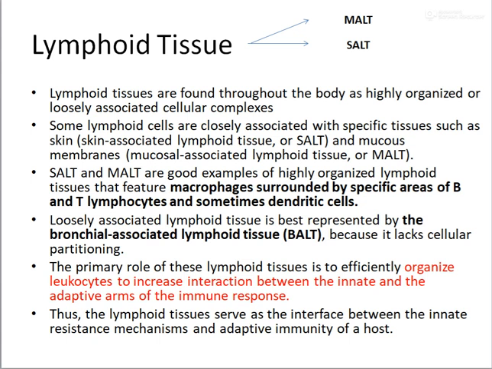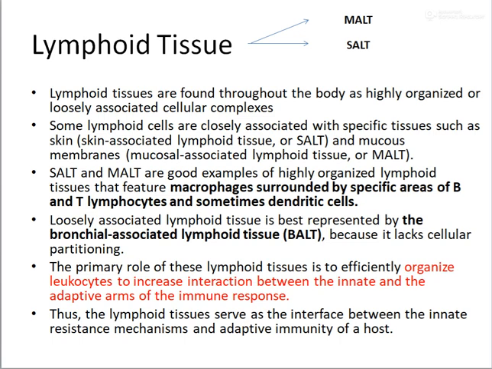Now, the macrophages come under the innate immune system, and the T lymphocytes and the B lymphocytes come under the what? The acquired or the adaptive immune system. So, the bridging or increasing of the interaction between the innate and the adaptive immune system is brought about by the lymphoid tissue, because it contains members of both. So, the lymphoid tissue is an interface between the innate resistance mechanism and the adaptive immune system of a particular host. Now, let's go into the details of all these types of tissues.